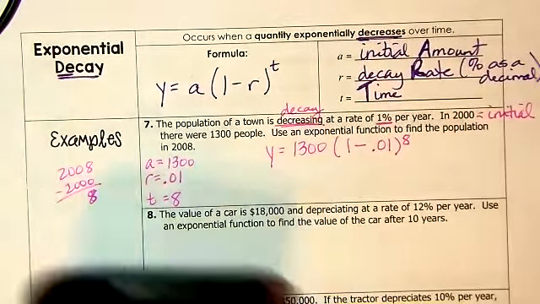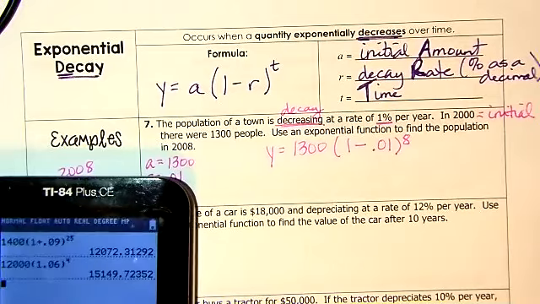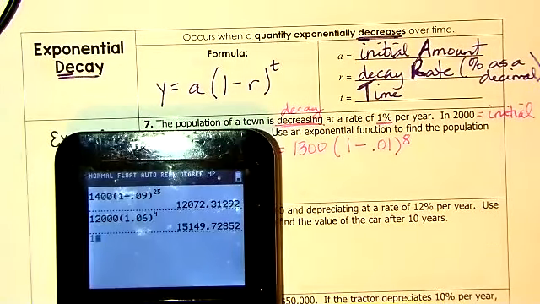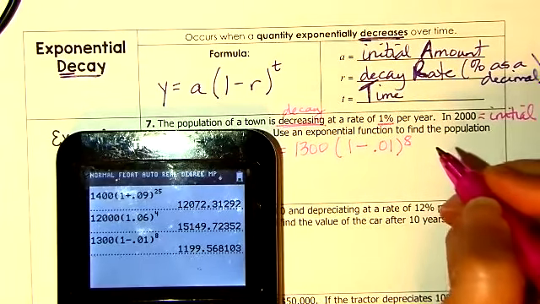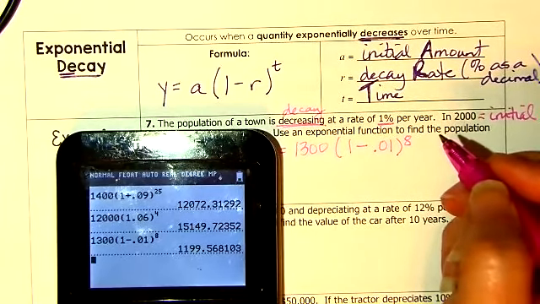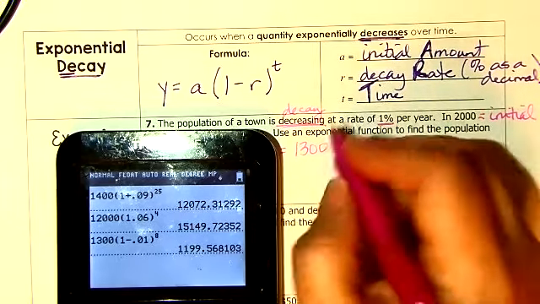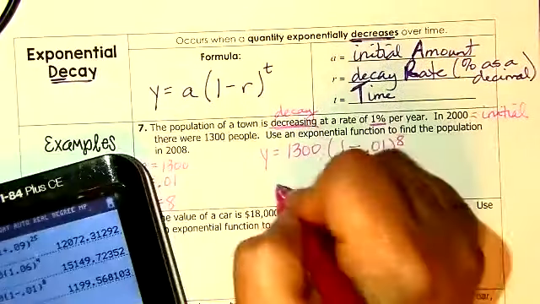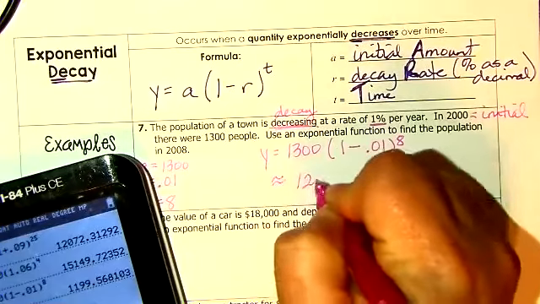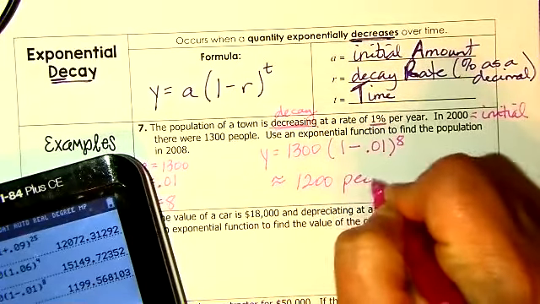And now we plug in. We're going to have 1,300, open parentheses, 1 minus 0.01, close parentheses, raised to the 8, enter. And so we're talking about people. Can I have a fraction of a person? No. Once I start that person, I have to finish that person. So therefore, this answer here is going to be 1,200 people.